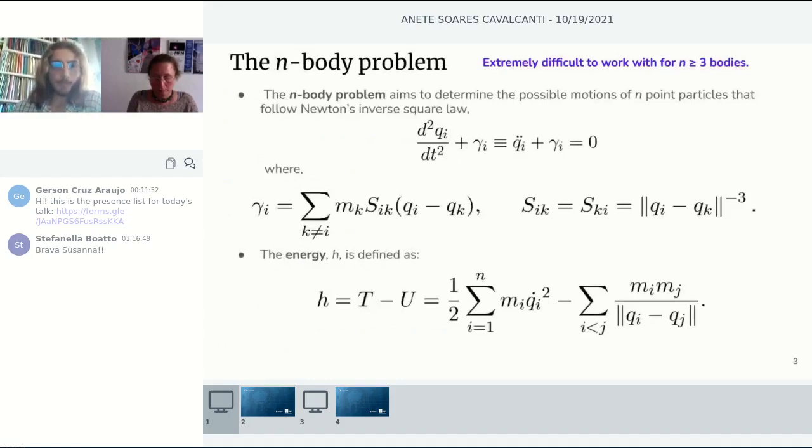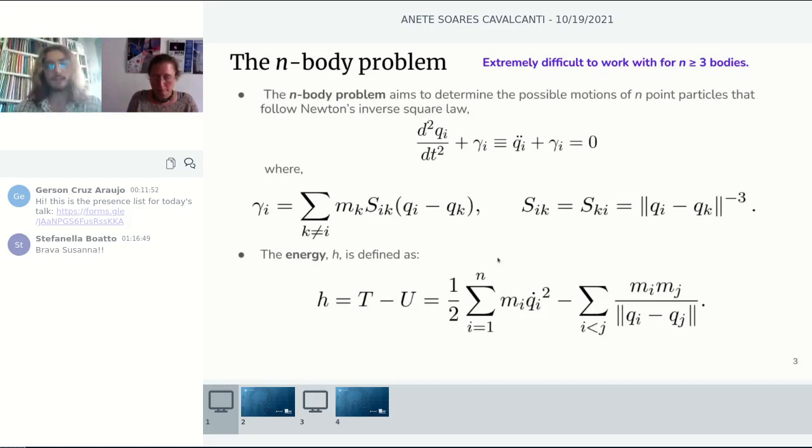Well, as we all know, the n-body problem basically attempts to determine the possible motions of a given number of particles that follow Newton's inverse square law. And here we use this elegant formulation based on the gammas, which is basically the negative acceleration of the particle, and we see that it does not depend on its own mass. The energy is defined as the kinetic energy minus the Newtonian potential.